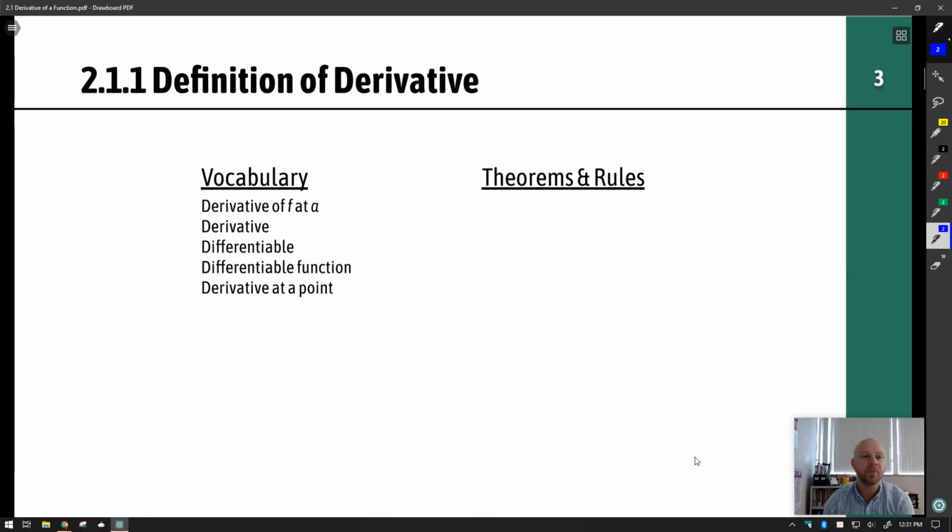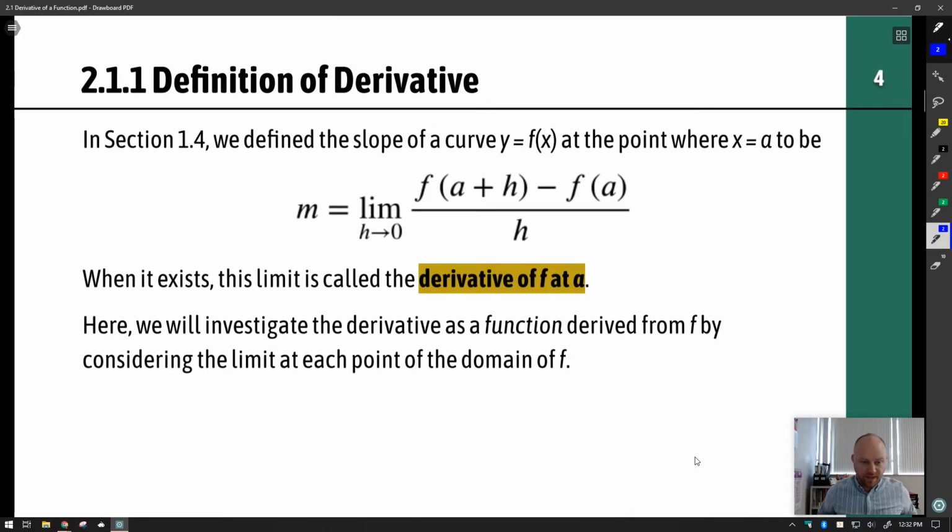So we begin with 2-1-1 and the definition of derivative. You see there's a lot of vocabulary here. We're going to define the derivative of f at a point a. We're going to define the general derivative. We're going to find what it means to be differentiable, what is a differentiable function, and what is a derivative at a point. So a lot of new vocabulary here, and we're going to get started like this.